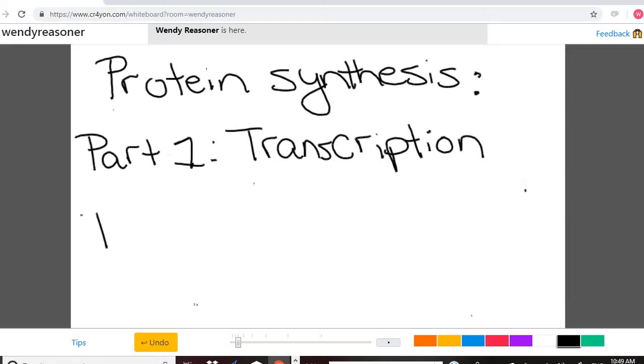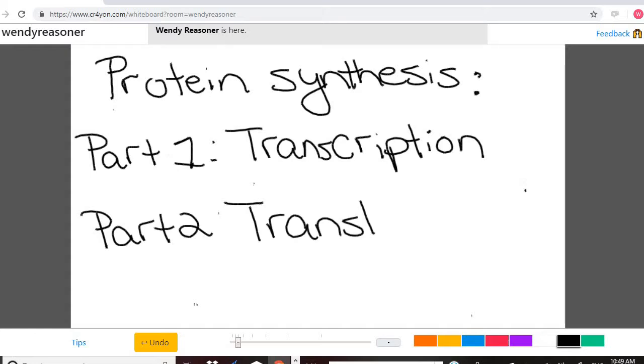Transcription, and part 2 is called translation. So we'll be looking at each of these steps in turn, keeping in mind that our goal is to take the instructions from DNA to make proteins.